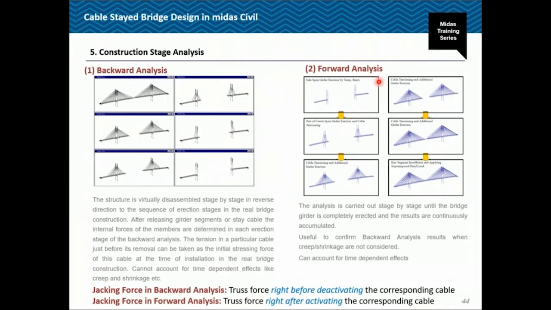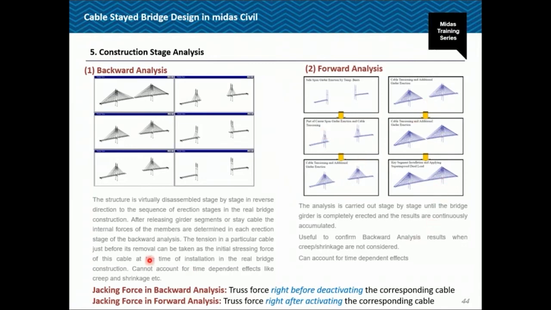And forward construction stage analysis would be the reverse of backward, where this reflects the real construction sequence. First the pylons would be erected and then the deck would be erected in a sequence, and then it would be pretensioned. So it goes in this fashion.